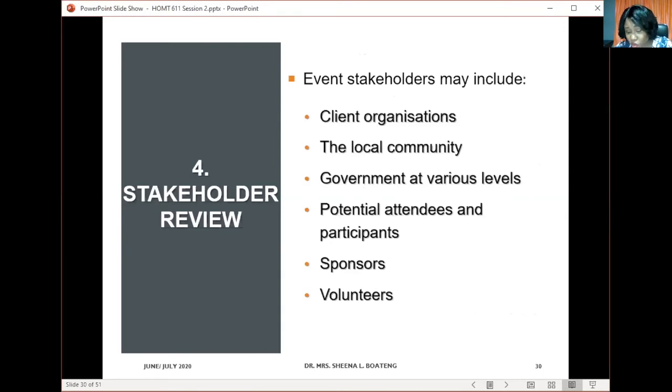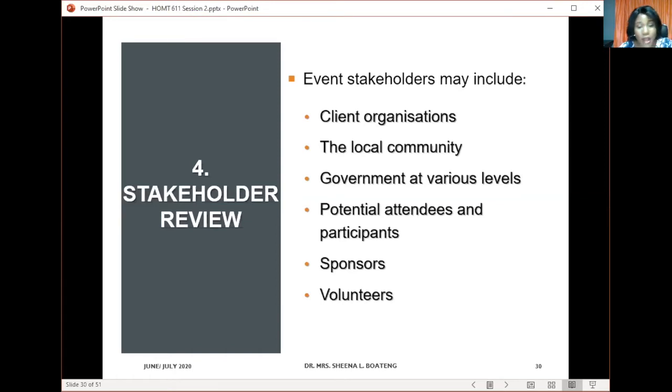So examples of stakeholders you can have, first of all, are client organizations. And client organizations in this case refer to the people who came up with the idea of the event and engaged your services as an event professional to plan and organize the event on their behalf. We can also talk about the local community. And here they may not necessarily be people who will attend the event. They could also be the people who are living within the vicinity of the space or the venue that you are organizing the event. And they are also stakeholders, because in case they decide that they don't want you to have the event in their country or their town, you will not be able to do it.